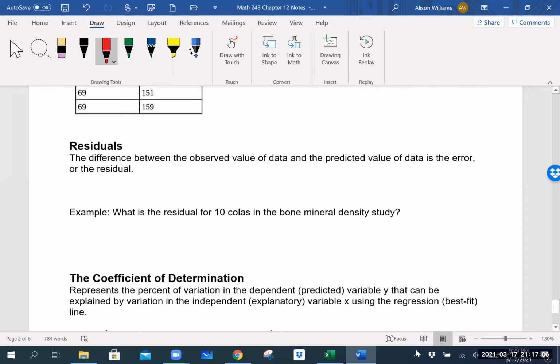Okay, so residuals. This is what I thought they were actually asking us for. The residual is the difference between the observed value of data and the predicted value. As a formula, we could write that it would be y, which is the observed value, minus y hat, where we're referring to the prediction given by the least squares regression line. Okay.